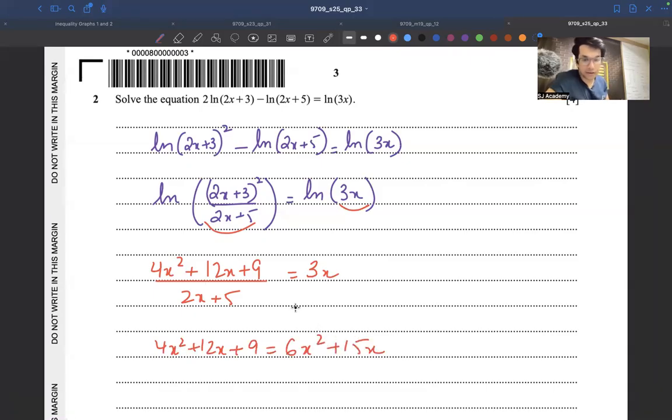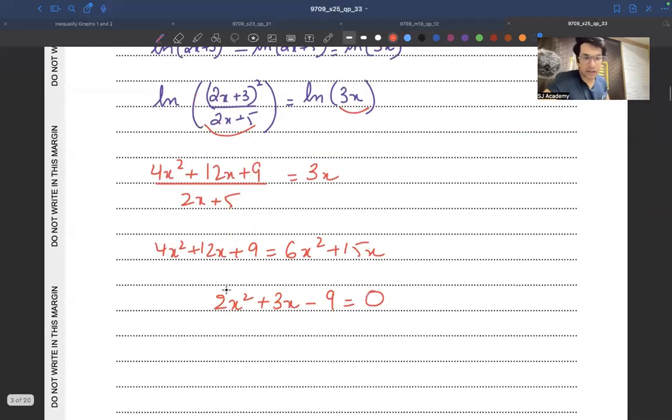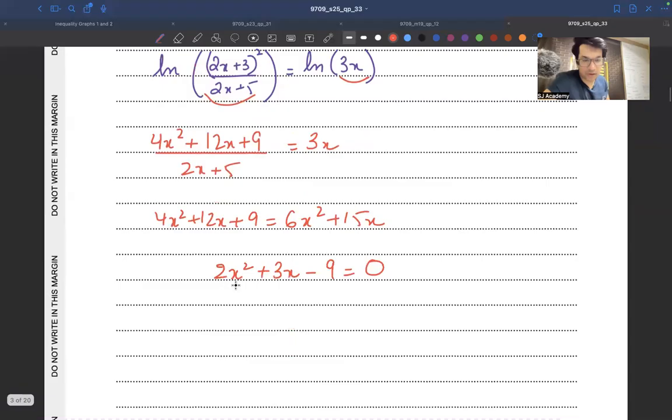Bringing the x squared term on the right hand side, so we can keep it positive. So 6x squared minus 4x squared, that is 2x squared. 15x minus 12x would become plus 3x. And minus 9 will go on this side to become minus 9 equals 0. Now we have a quadratic equation. We can solve it through factorization or through the quadratic formula.